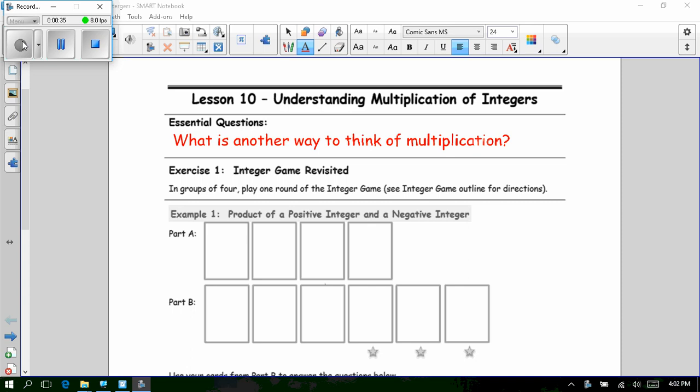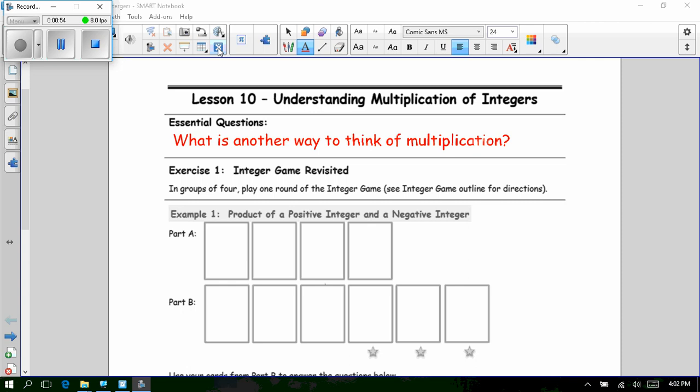While you're writing that essential question, I'm going to talk to you about this game that we're going to play. And yes, we can actually play this game in class, so plan on that happening. But for right now, I'm going to show you and demonstrate how this game works. You just watch, don't take notes on this first part, okay?